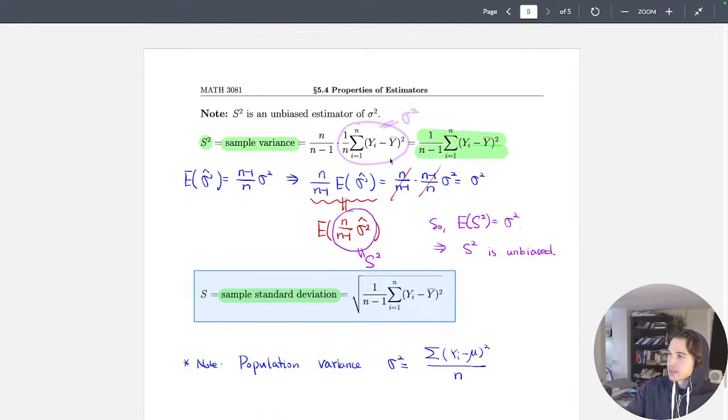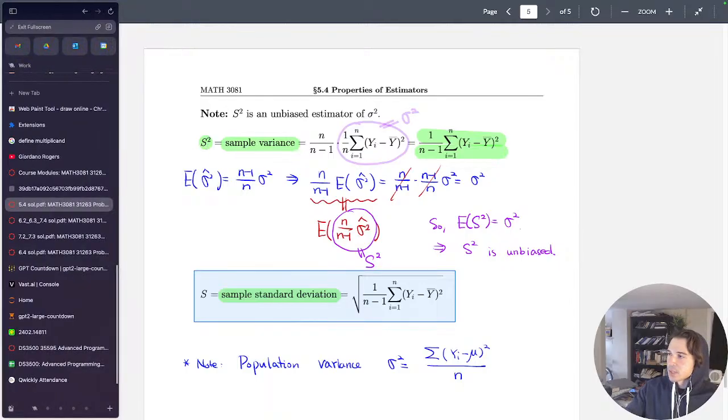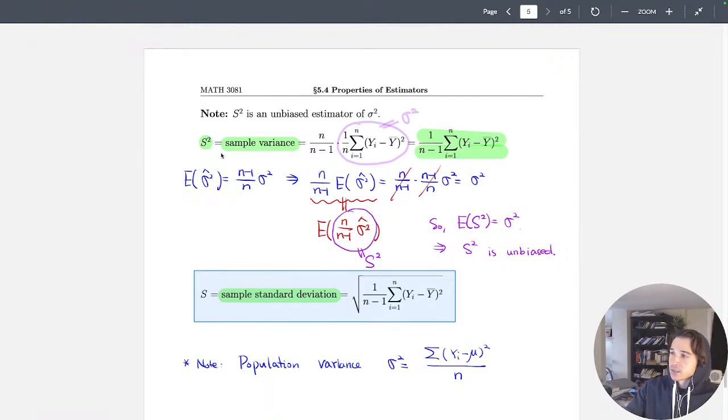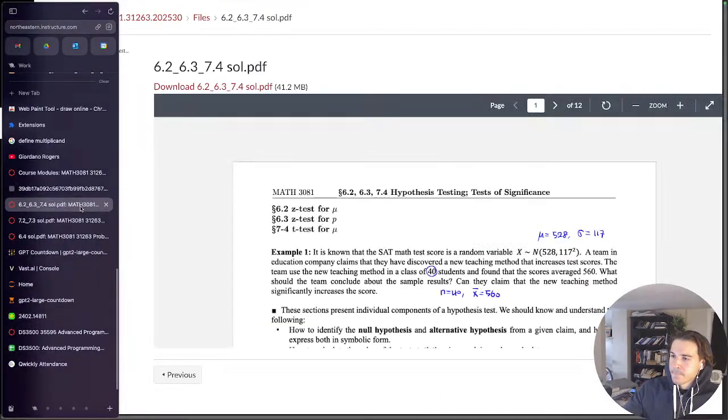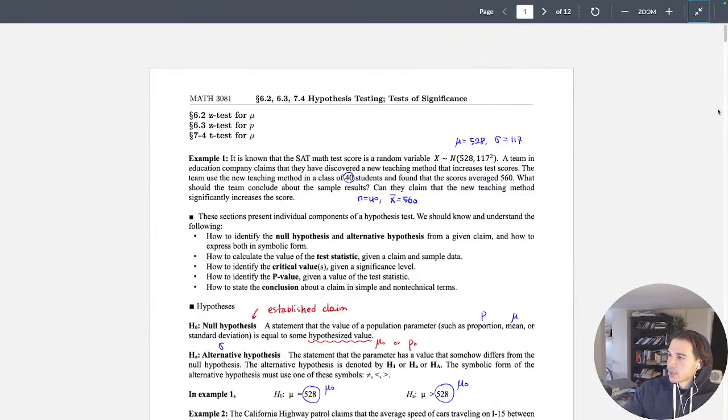And yeah, these are some facts which really have not proven to be that relevant in any of my tests. But still good to know, honestly, especially for machine learning stuff. S squared equals the sample variance, and S squared is an unbiased estimator of the population variance, and S equals sample standard deviation. Yeah. So, okay, we're almost there.